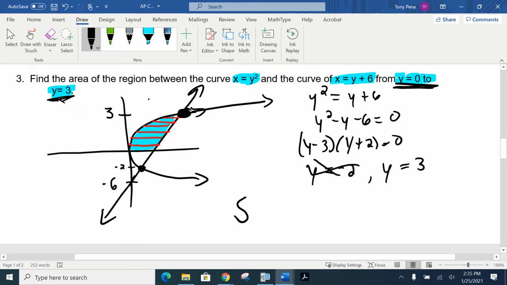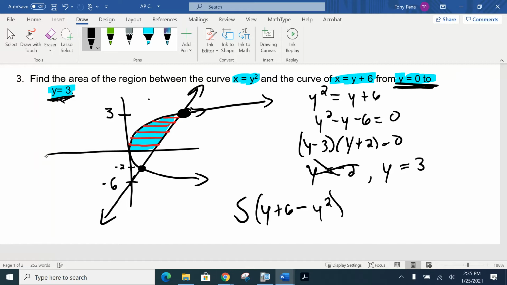So the sum. The right-hand side is always the line y plus 6. The left-hand side is always the parabola y squared. So this is really just the right side minus the left side. That's the height of all of our rectangles. And then if I multiply by the base of all of these, since it's horizontal, the width of my pen, or my pen here in red, would be measured along the y-axis. So that's the change in y. So dy.